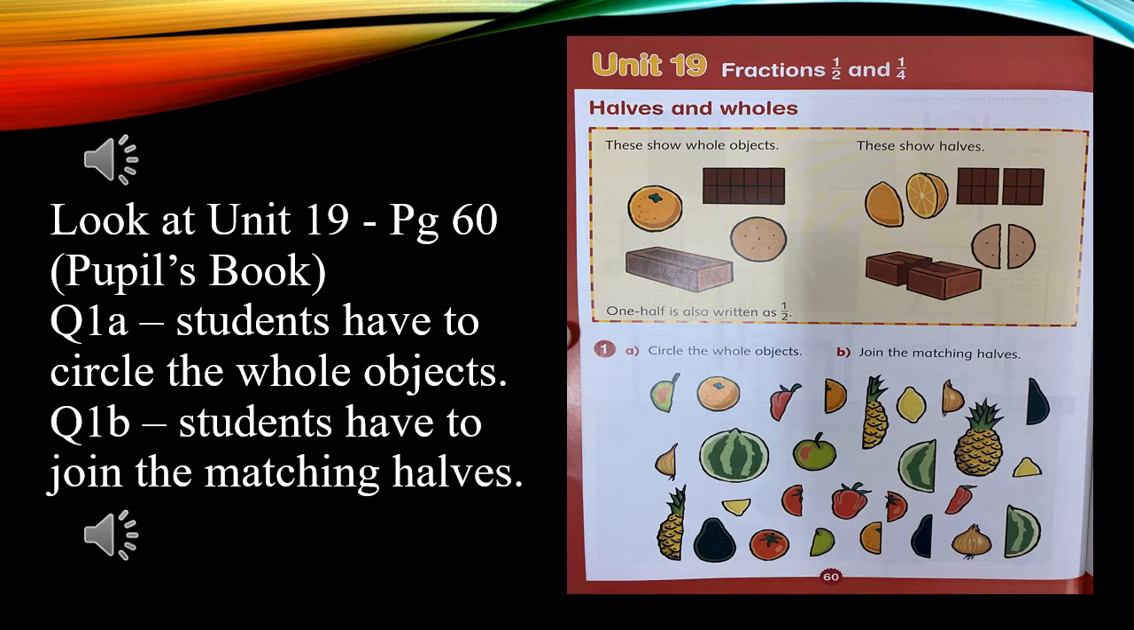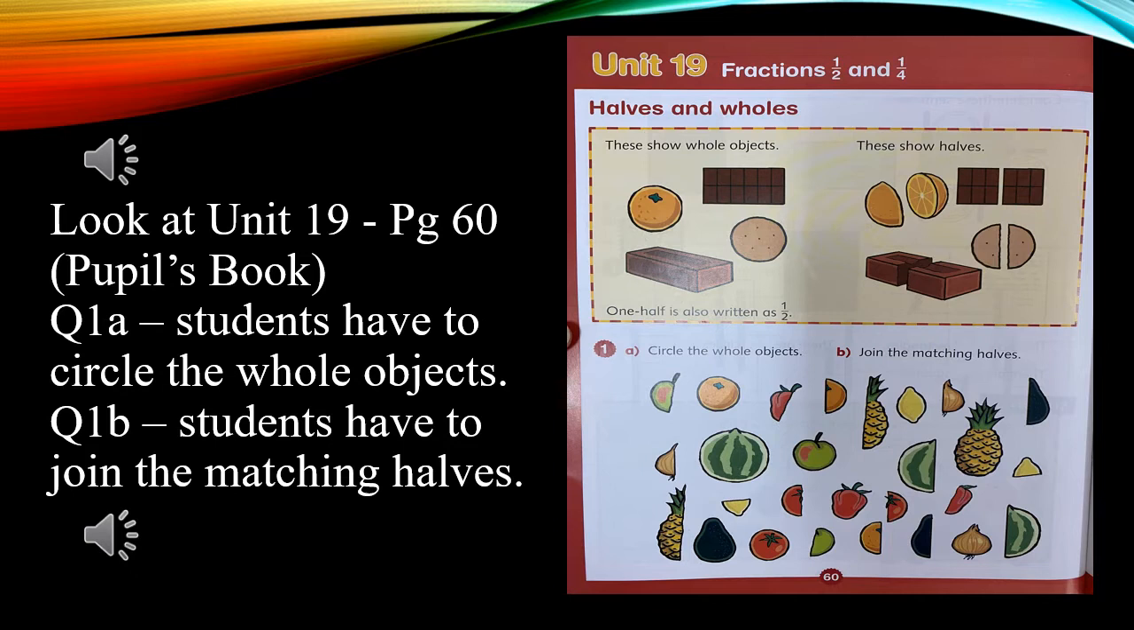Right, let's get to question 1A. Question 1A. Circle the whole objects. Now, I want you all to circle every single fruit or vegetable that you think is a whole, a full vegetable. I hope you're done.